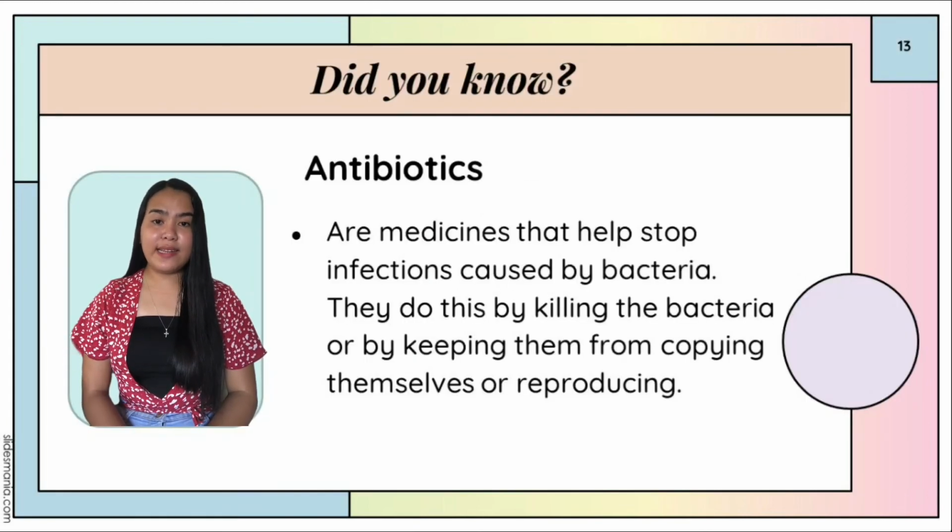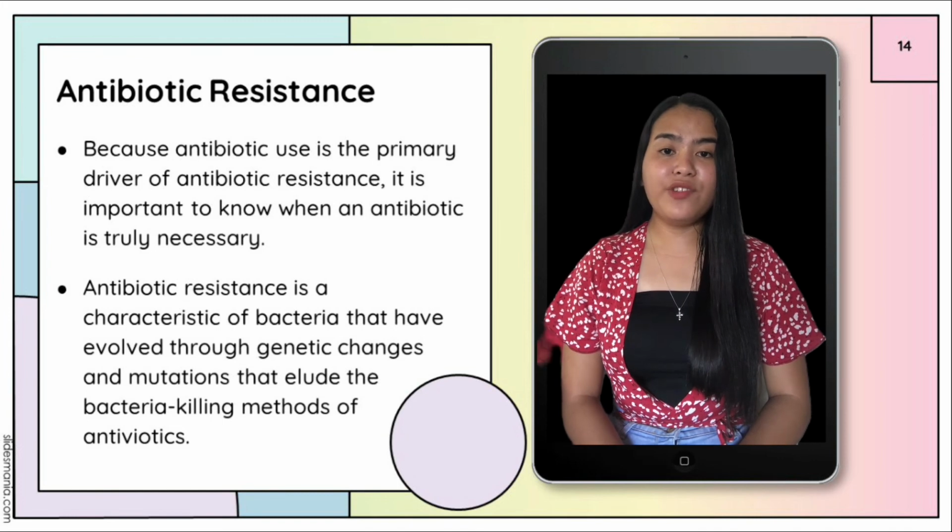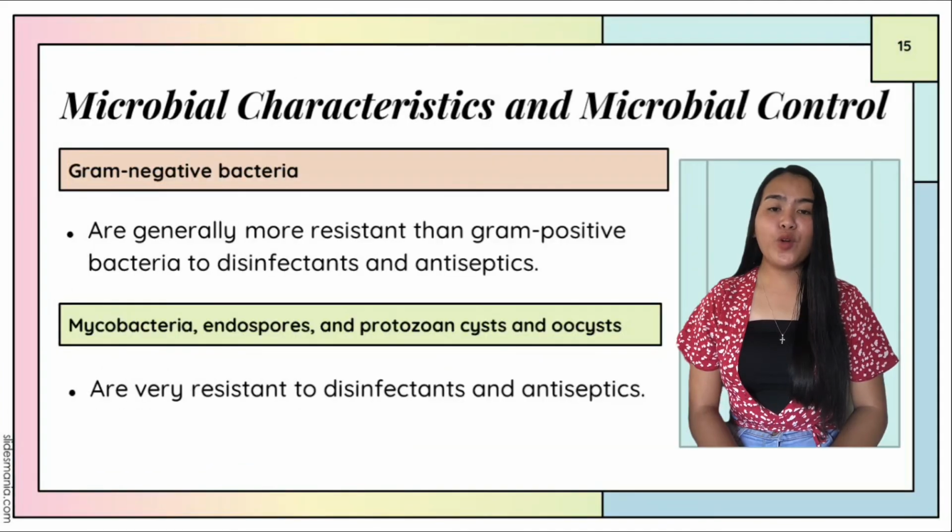Antibiotics are medicines that help stop infections caused by bacteria. They do this by killing the bacteria or by keeping them from copying themselves or reproducing. Antibiotic resistance: because antibiotic use is the primary driver of antibiotic resistance, it is important to know when an antibiotic is truly necessary.